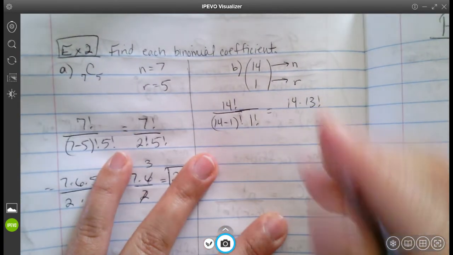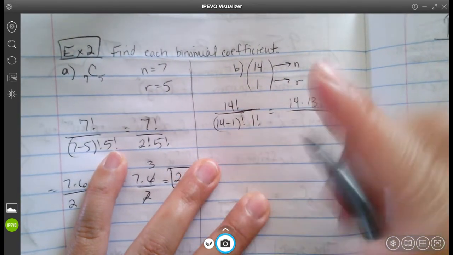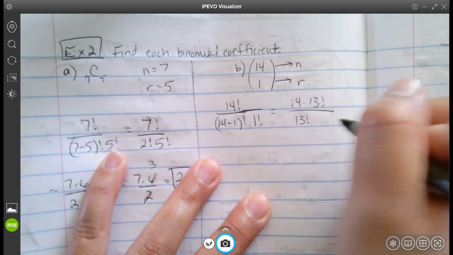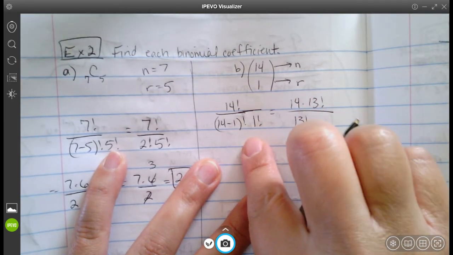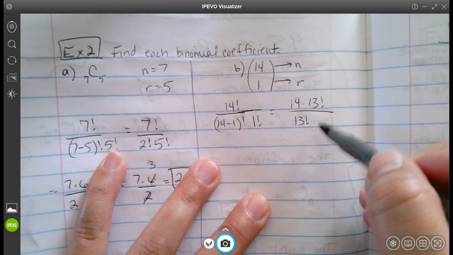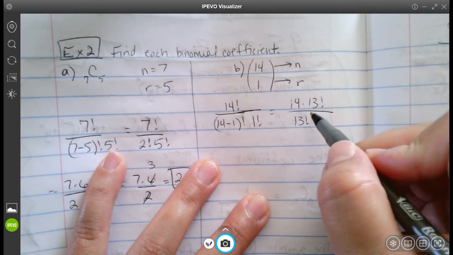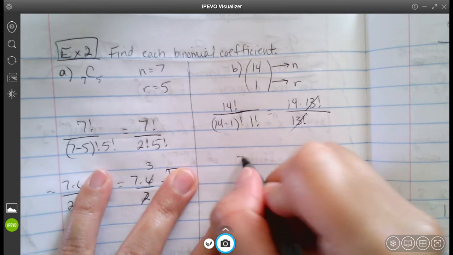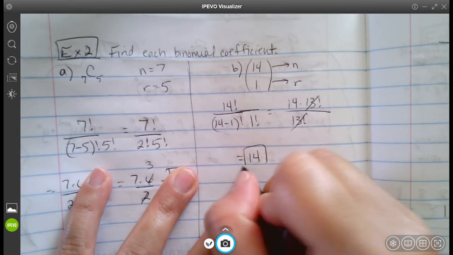The reason I'm doing that is because on the bottom, 14 minus 1 is 13 factorial. And I could put the 1, but 1 times 1 is just 1. It's not going to change anything. So I'm going to leave it like this. So check this out. The answer is just 14.